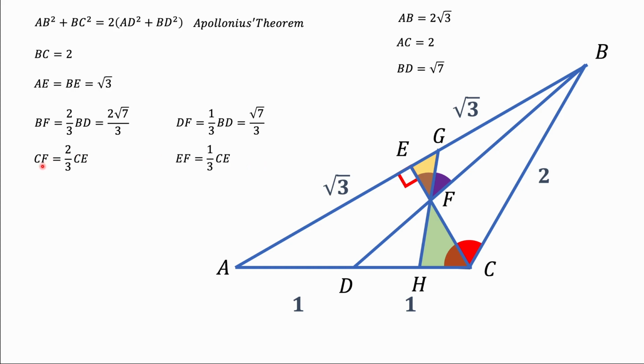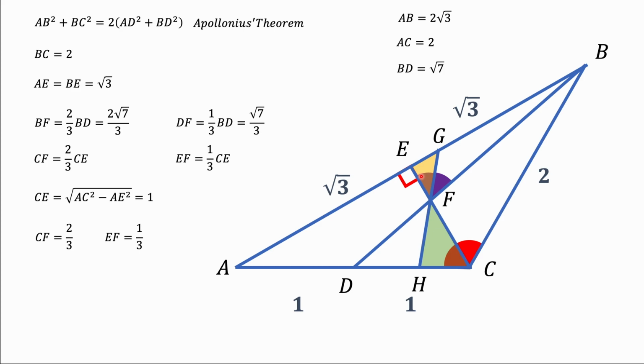We would find CF and EF if we find CE, but that's really easy to do. If you look at triangle AEC, it's a right triangle. We know two sides of this triangle, so we can apply the Pythagorean theorem to find CE. CE is 1 in this case. And because of that, we can find CF and EF.